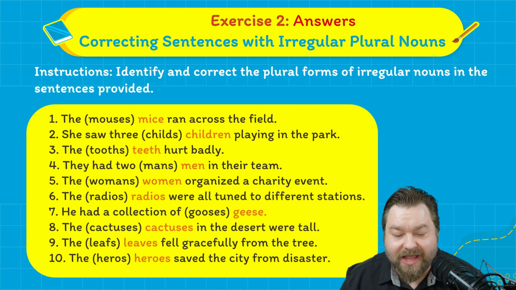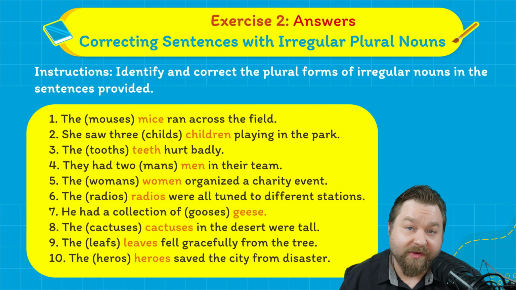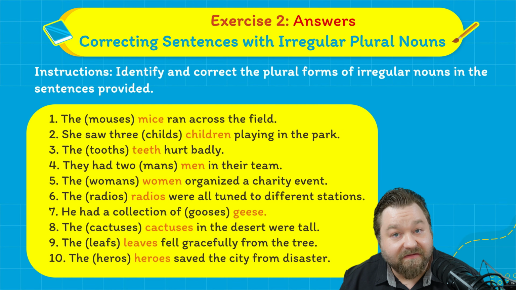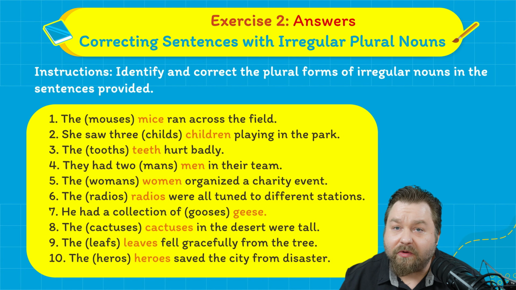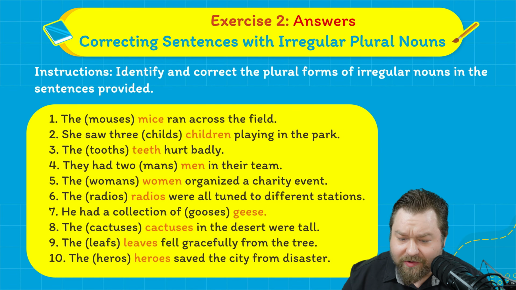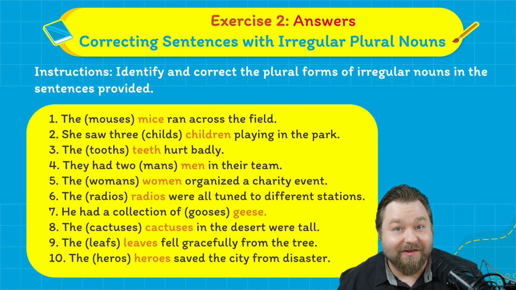Number 7, he had a collection of gooses. Geese. The cactuses, that's correct. Remember, we said that was right. Or you could have changed it to cacti, which I prefer because you sound smart. Number 9, the leaves. No, the leaves. And number 10, the heroes. Well, it sounds right, but it's spelled wrong. It's the OES for heroes. The heroes saved the city from the disaster.